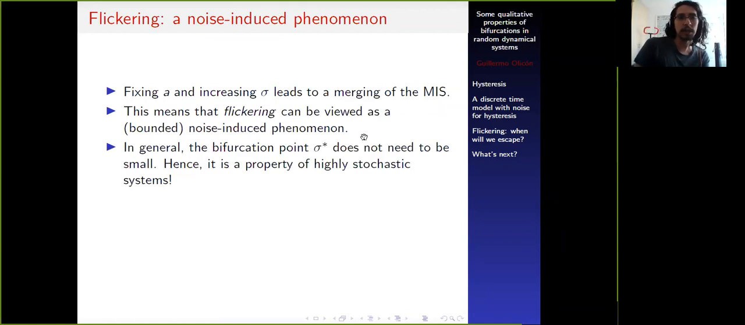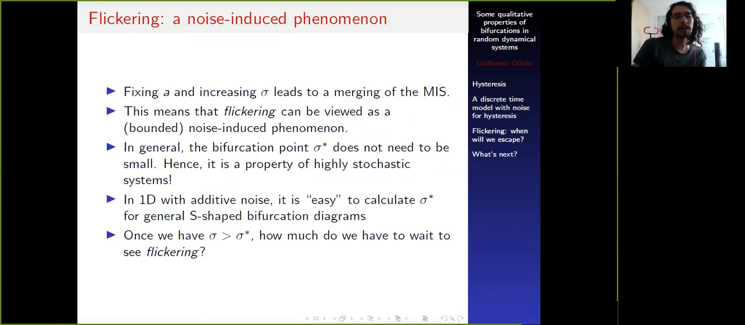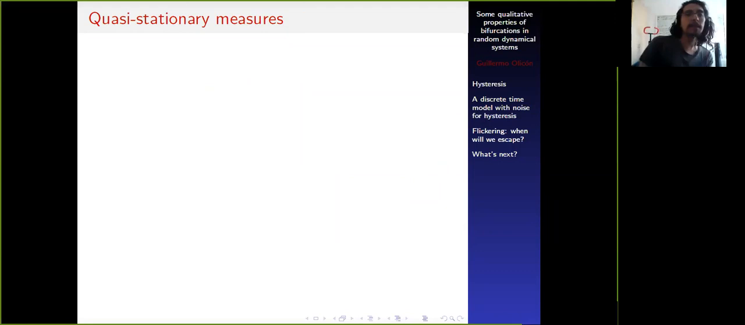In general, this critical value for which the minimal invariant sets merge doesn't need to be small. That's why it's claimed to be a property of highly stochastic systems. For one-dimensional systems with additive noise, it's very easy to calculate. Now we're interested in the time we need to wait for observing flickering. The theory behind this is the theory of quasi-stationary measures, which is basically an extension of what a stationary measure is.